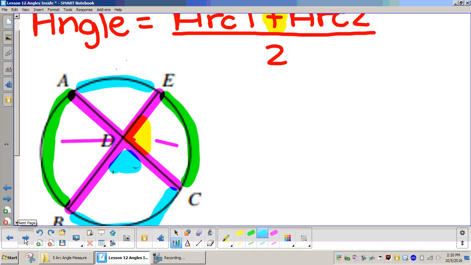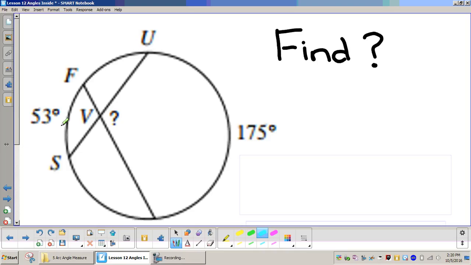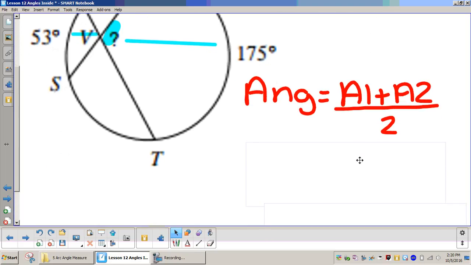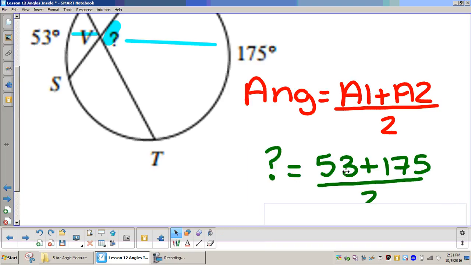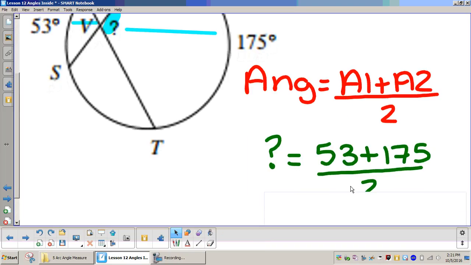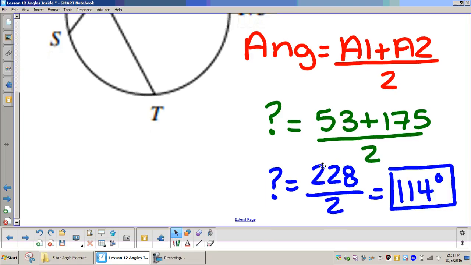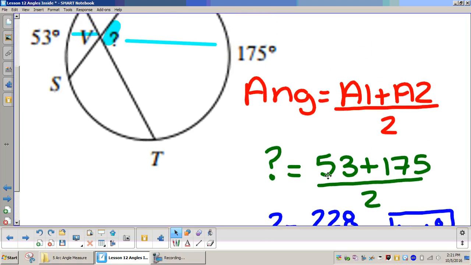So let's see that in practice. I'm looking for question mark, and I'm given these arcs that are both across from that angle. So I can start with the formula. The angle is equal to the two arcs added divided by 2. Plug in what I know. Question mark's my angle. 53 and 175 are my arcs. If I simplify the right side, I get that the angle is 114 degrees.